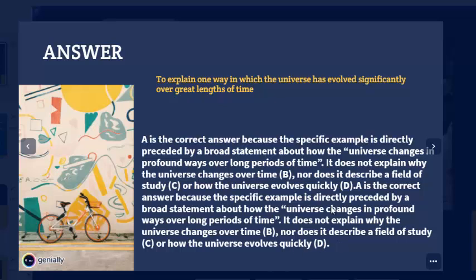So that is the correct answer. To be careful, you have to read the passages completely and correctly for you to understand better.